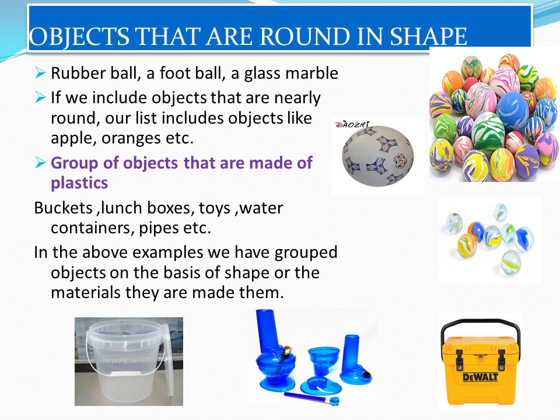And some other things we have to learn from this group are objects that are made of plastic. We already know that in our house so many plastic items are there. Have a look on the screen, which are the plastic items: buckets, lunch boxes, toys, water containers, pipes, etc. Two types of examples are given there. One is the things which are made of plastic and the other is round shaped things. All these things are grouped on the basis of shape or the materials they are made of.